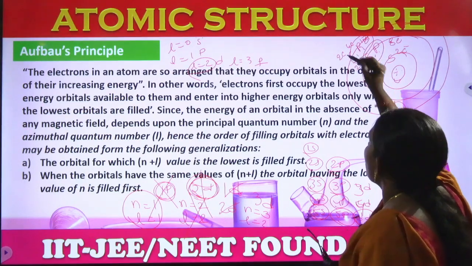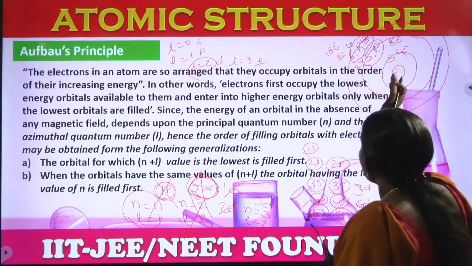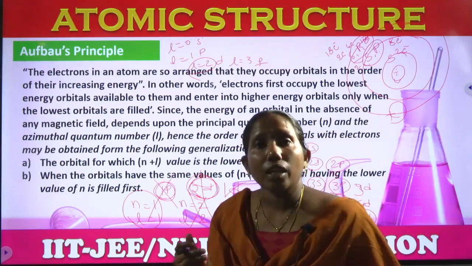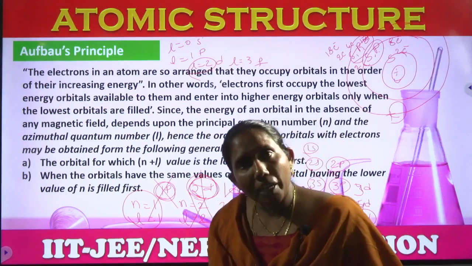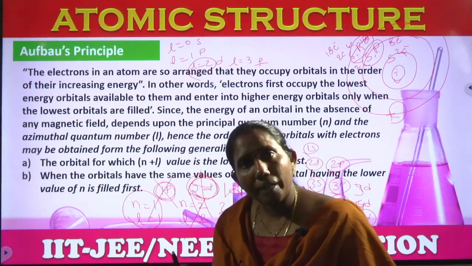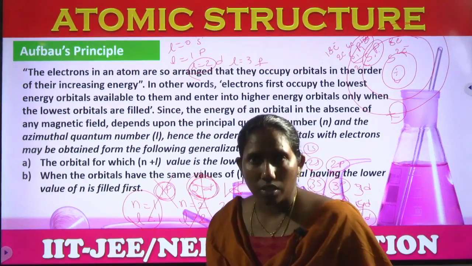10 plus 6 plus 2, total how many? 18 electrons. That is the way of arranging the electrons. First orbit 1s, second orbit 2s, 2p is also possible. Third orbit 3s, 3p, 3d. That is the order of accommodating the electrons.